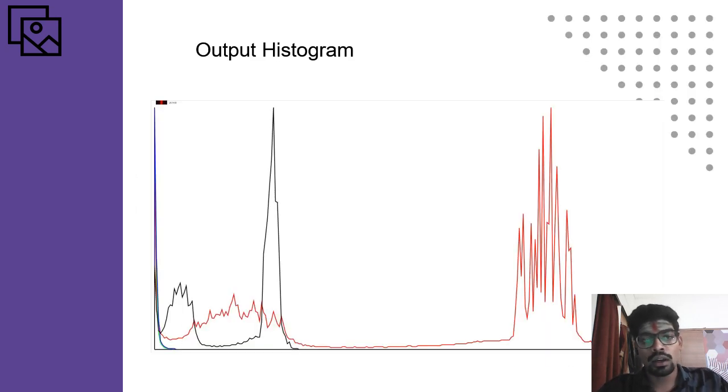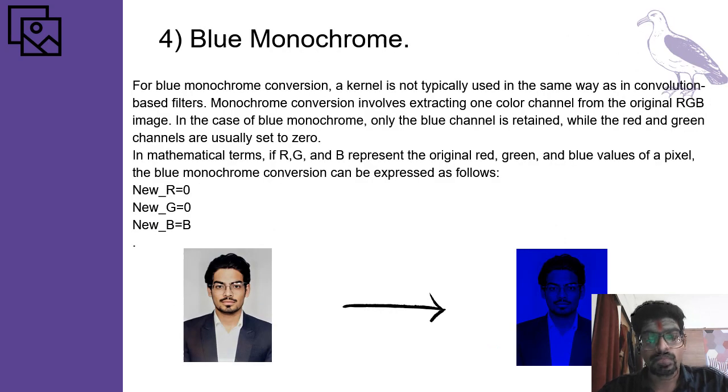So here is the output of the red monochrome. So you can see that the different colors like blue and green are discarded here. Only the red, you can see the red part of the image.